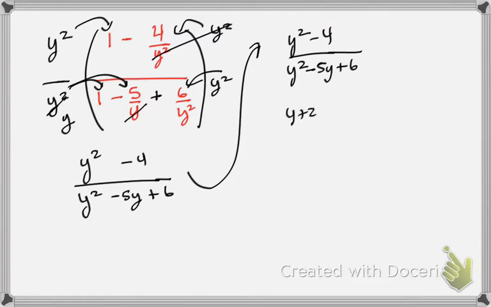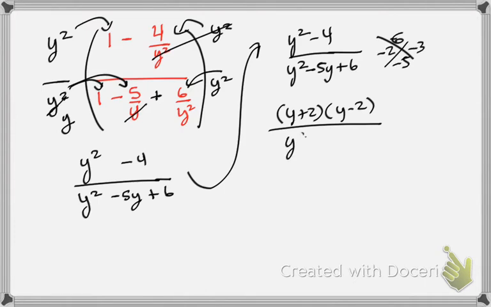y plus 2 times y minus 2, all over, you've got to factor that. What multiplies to positive 6 and adds to negative 5? Minus 3, minus 2. So we're doing y minus 3 times y minus 2. Now these cancel. We're left with y plus 2 over y minus 3.